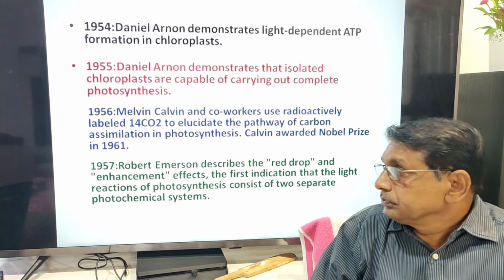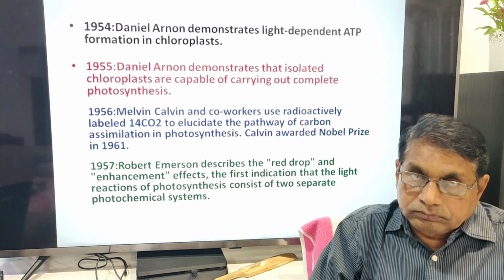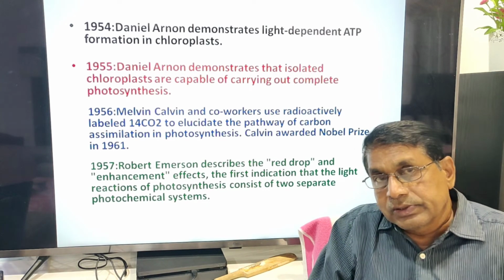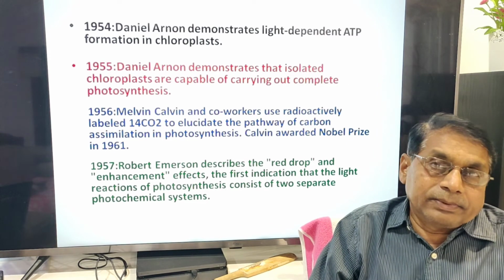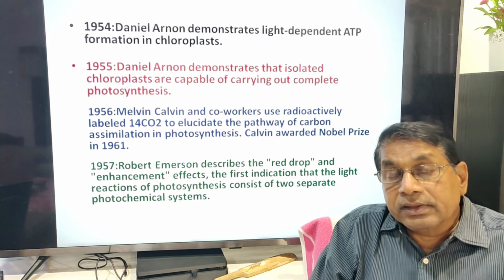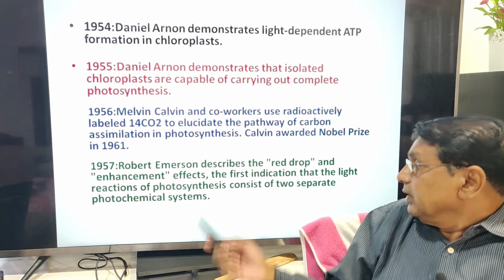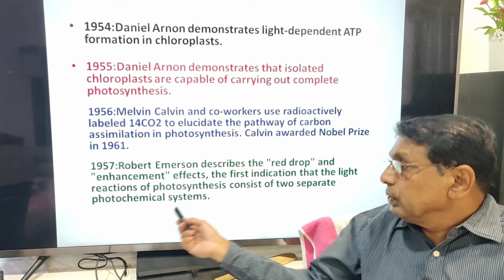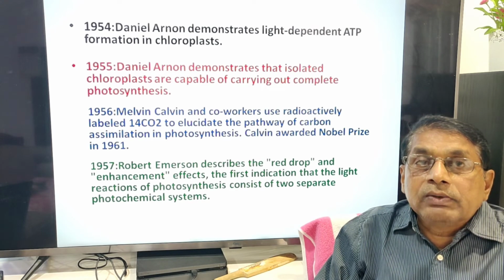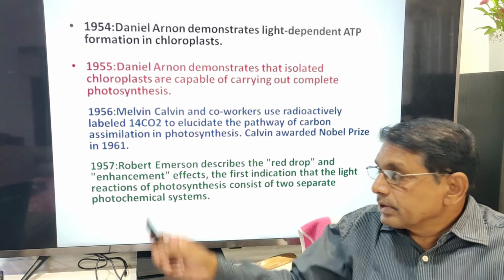Emerson describes the red drop, the decrease or fall in the rate of photosynthesis in the red region of the spectrum. What is the impact of this? With this, he was able to say that photosynthesis consists of two separate photochemical reactions, what we say today as photosystem 1 and photosystem 2. Robert Emerson.